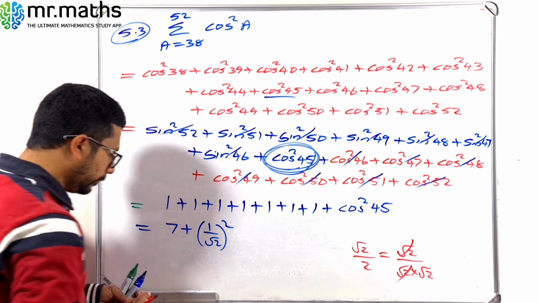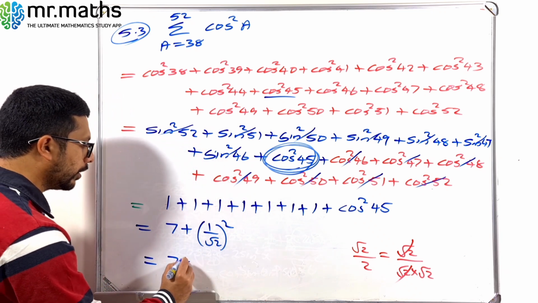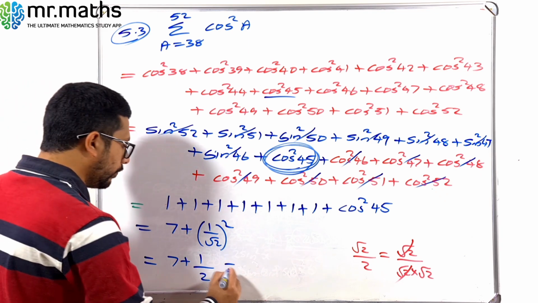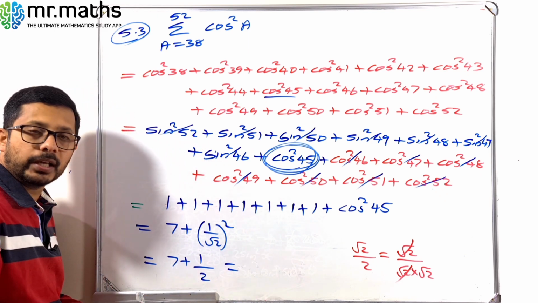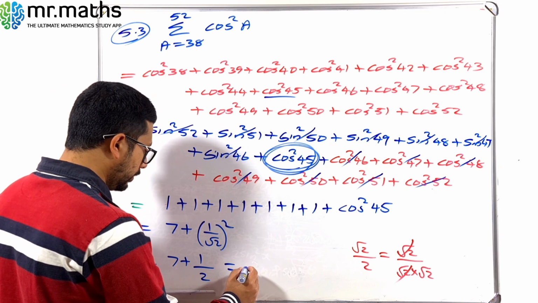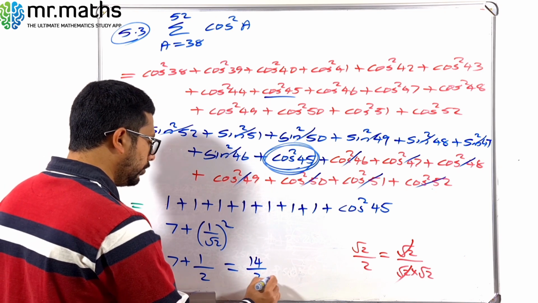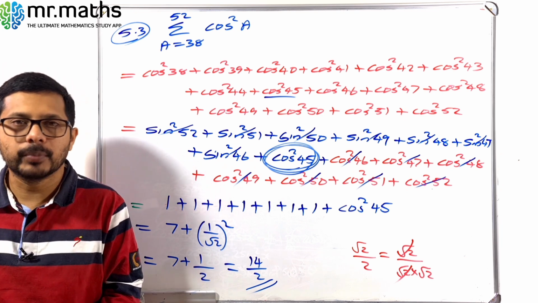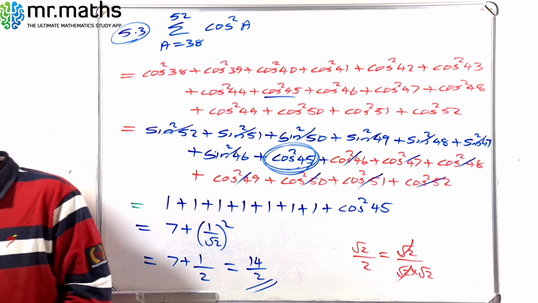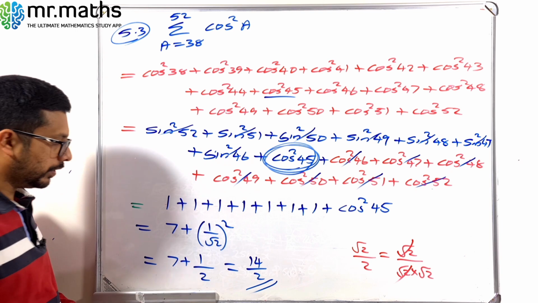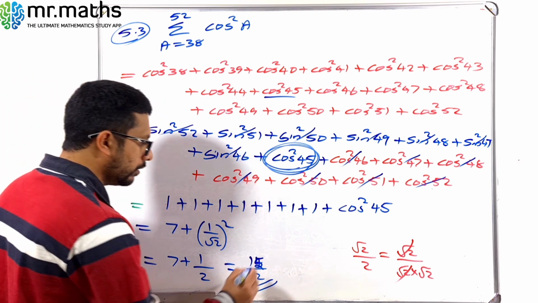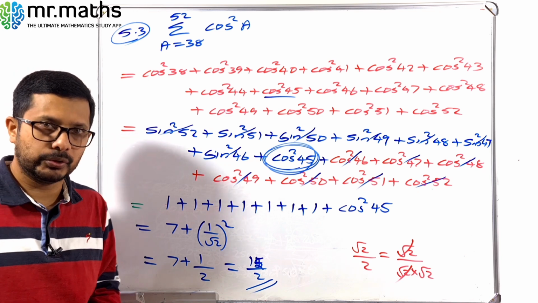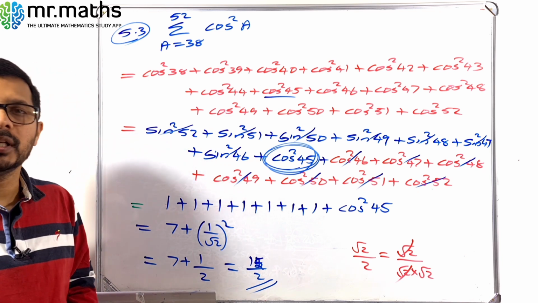Okay, so here anyway, this is 7 plus 1 squared is 1, root 2 square is 2. So now what is the answer? 7 and a half. 7 and a half means 14 over 2. So the answer is 7.5 or 14 divided by 2. Okay, so not 14, 15. 7 and a half means 15 over 2. Okay, so the answer is 7.5 or 15 over 2. So that is question number 5.3.